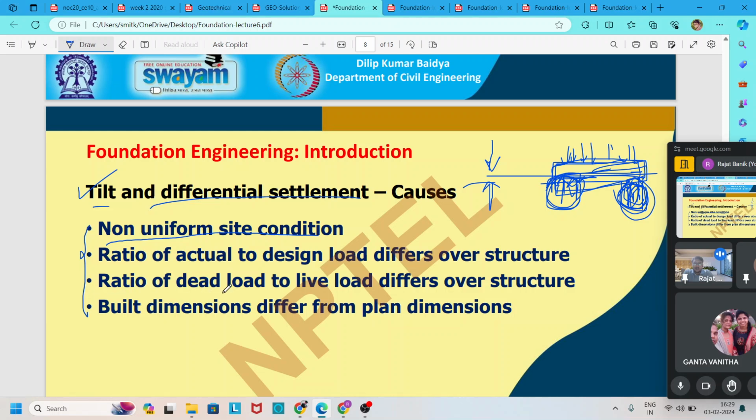Again, the ratio of dead load to live load differs over the structure. That means if one structure is built like this, live load means the load which is movable. This is called live load. If one structure is built, which we call dead load, and we arrange it in such a way that the live load in this corner is high and the live load in this corner is low, then there may be a difference in the pressure.